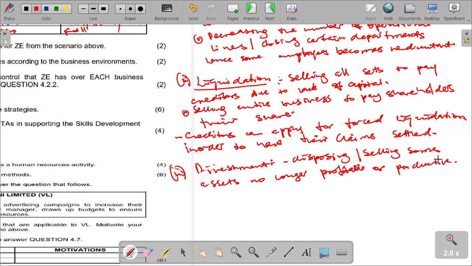So that is divestment. It can also be done by selling off divisions or product lines with slow growth potential.